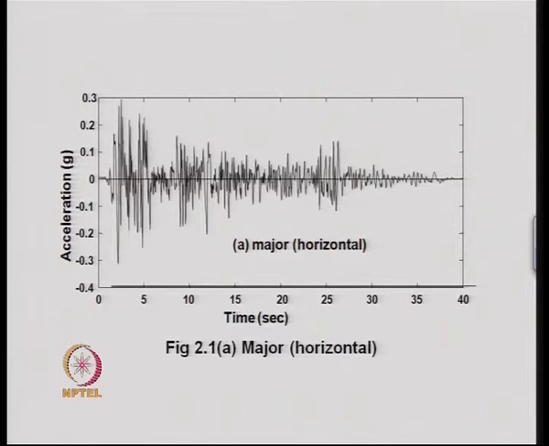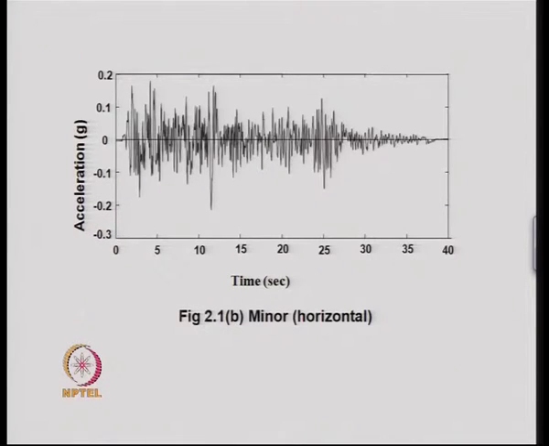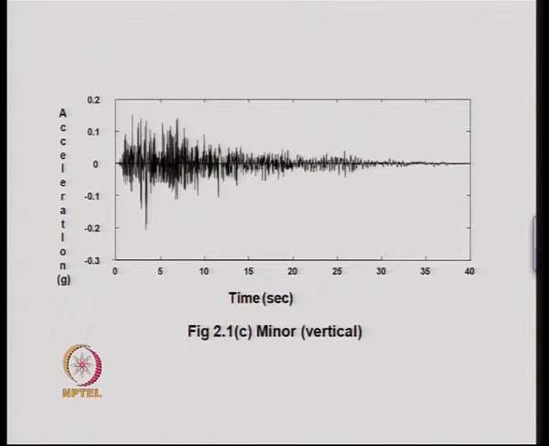So, this figure shows the measured ground motion in a major horizontal direction, and this is an acceleration record. This is the other acceleration record, again in the horizontal direction, in the minor direction, and this is the ground acceleration record in the vertical direction.